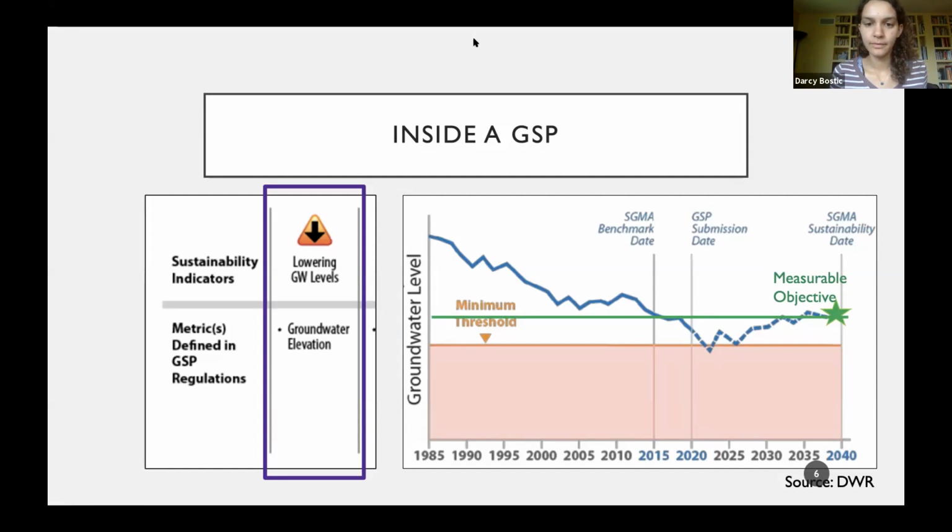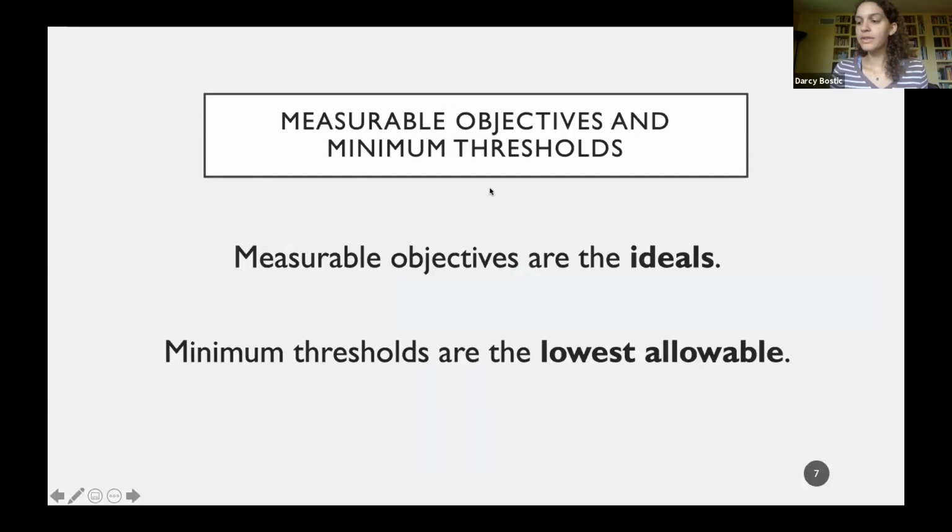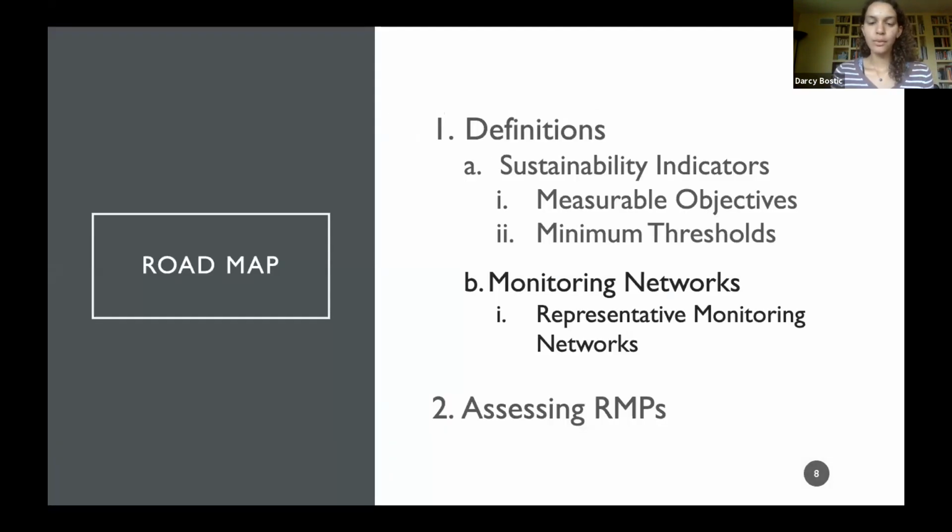Okay, so just to rephrase a little bit in case that was confusing, measurable objectives are the ideals. It's where you want your groundwater levels to be or your water quality to be, whatever it might be. And minimum thresholds are the lowest allowable groundwater level or water quality limit for your basin to be considered sustainable. So with that in mind, I'll go into why those are important to note in a minute, but first I want to define what a monitoring network is.